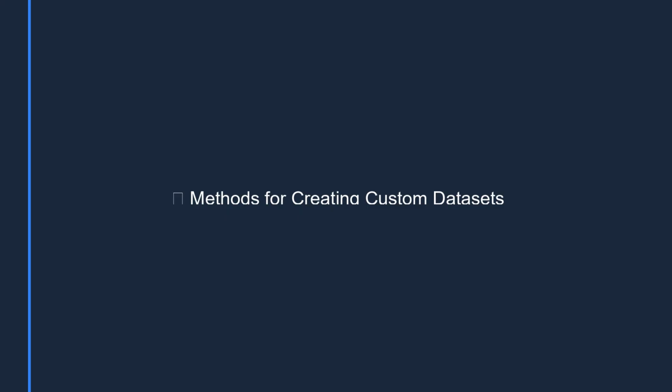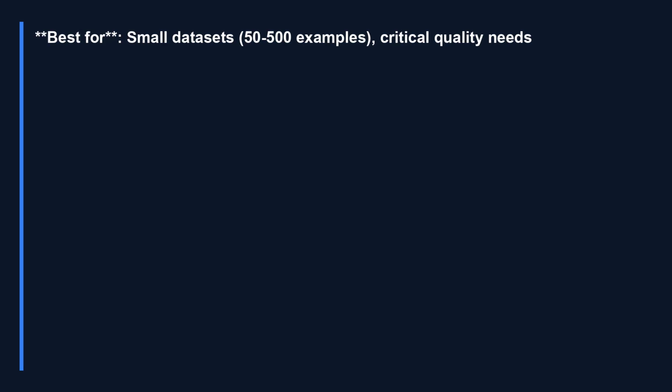Methods for creating custom datasets. The first approach is manual creation, writing examples by hand. This is the right choice for small datasets in the 50 to 500 example range, or any situation where quality is non-negotiable. It's slow, but every example is exactly what you intended it to be.